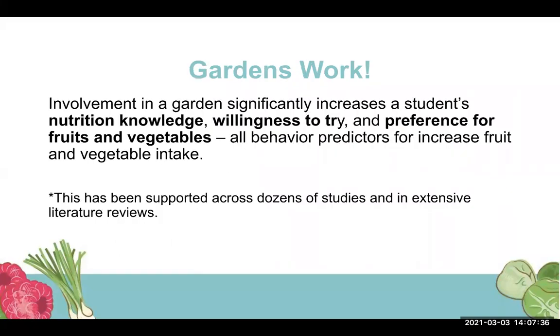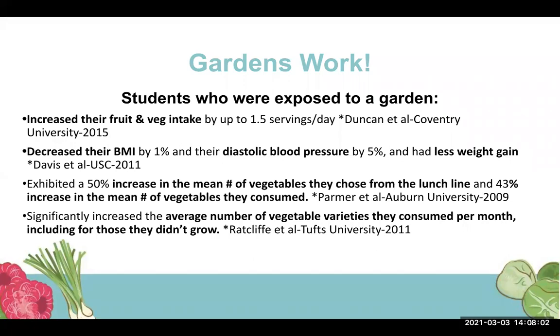So there's a ton of research out there that supports this idea that a child's involvement in a garden will increase their nutrition knowledge, their willingness to try, and their preference for fruits and vegetables, which are all predictors of their intake, which, as you might imagine, also has implications for other things. So I won't read all of these statistics to you, but some of the things they've seen in that research are kids who are exposed to the garden increase their fruit and vegetable intake, which has a direct result on things like their health factors such as decreased BMI, diastolic blood pressure, less weight gain, and then they've also seen increase in the mean number of vegetables chosen in a lunch line and an increase in the mean number of vegetables consumed overall, as well as the average number of vegetable varieties consumed per month, including those that the kid hadn't grown specifically in their garden.